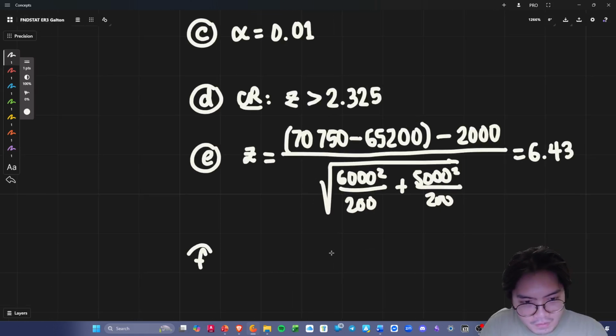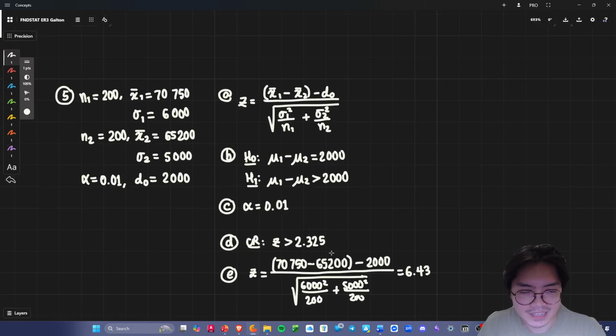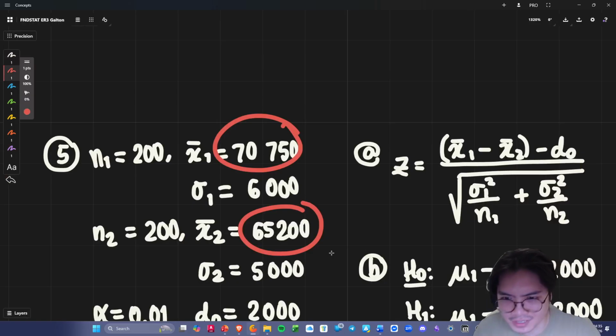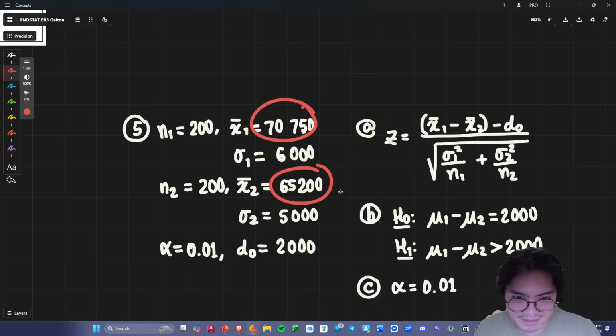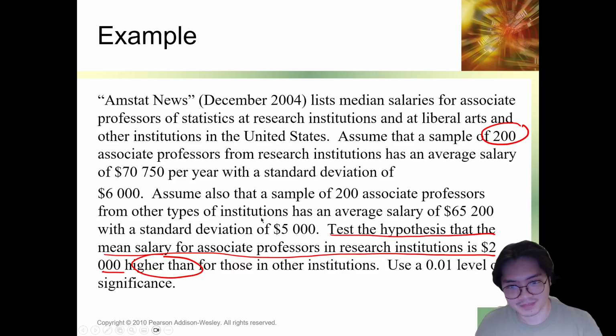That is enough to say that we reject the null hypothesis. If you just take the difference, this is going to be way bigger than 2,000. Maybe they should have said 5,000. I don't know. But it's pretty clear to me that even without hypothesis testing, it is bigger than 2,000. Hopefully, you guys are answering this.